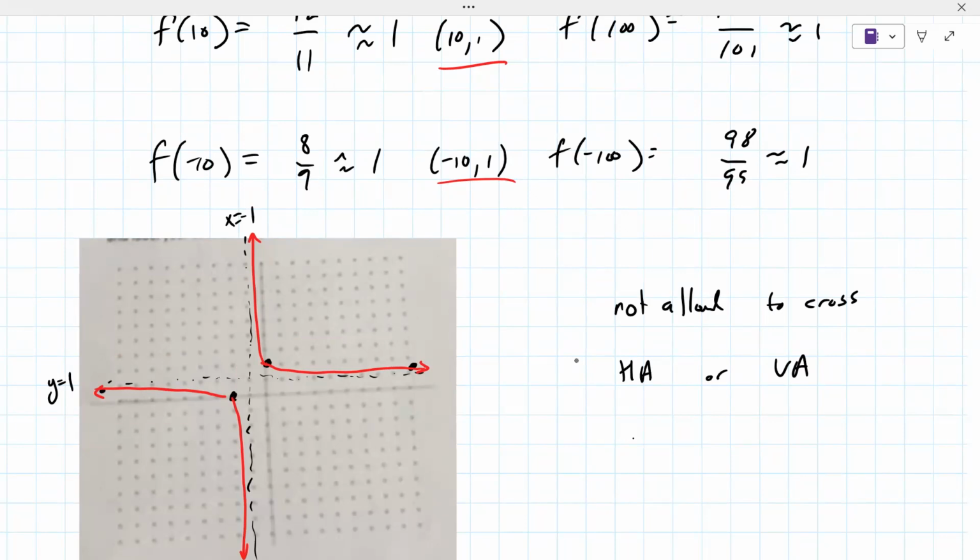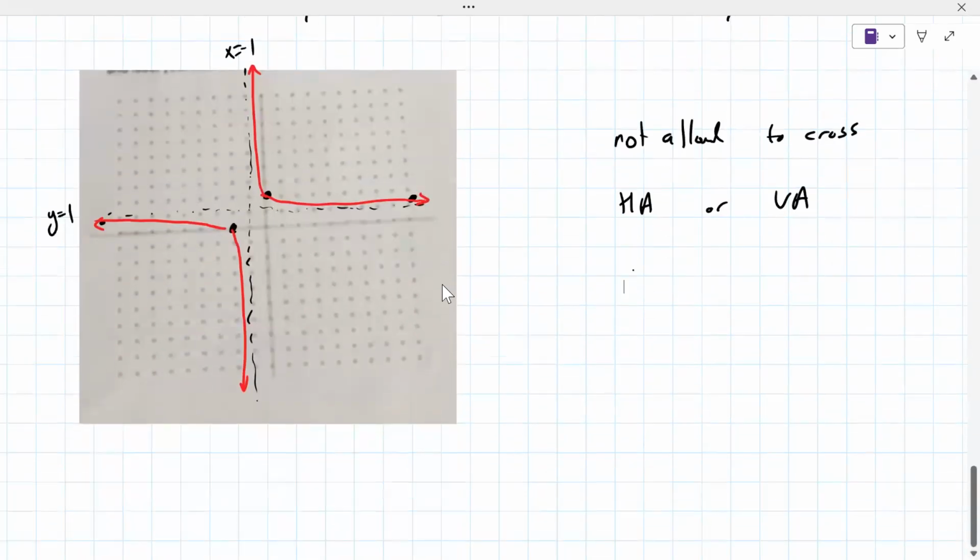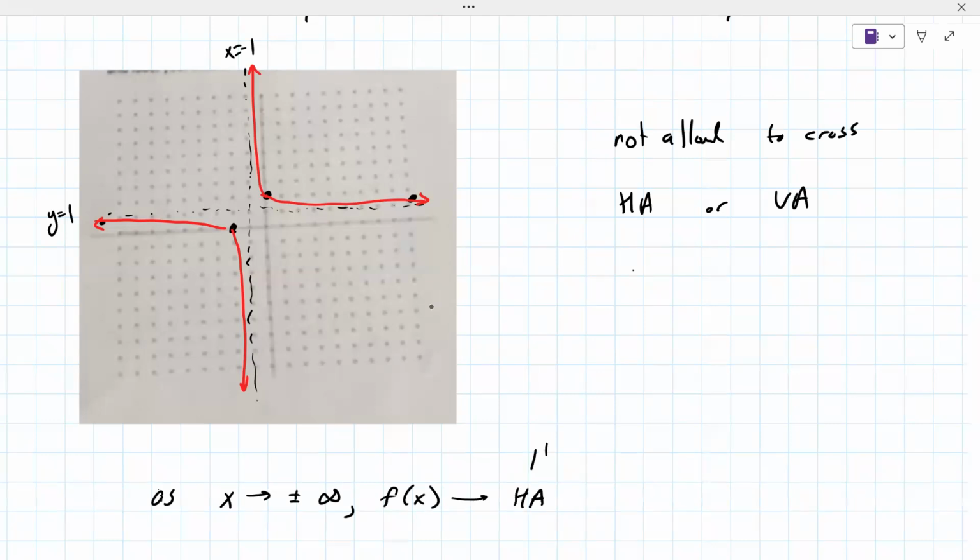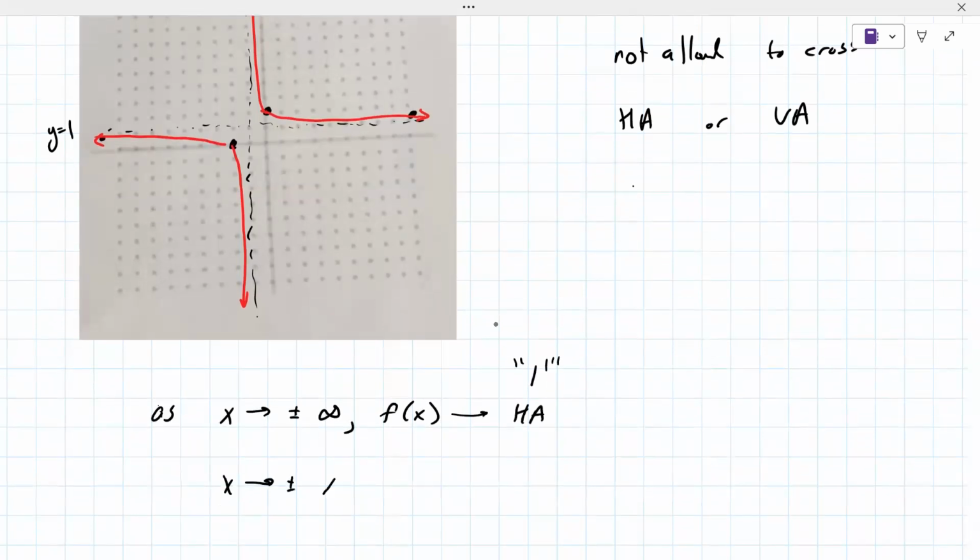Okay. All right, now we can do end behavior. Now, the truth is that as x goes to positive or negative infinity, f of x always goes towards the horizontal asymptote. Always in these problems. So your horizontal asymptote is really 1. So you can say as x goes to plus or minus infinity, f of x goes to 1. Okay. And that's part G.